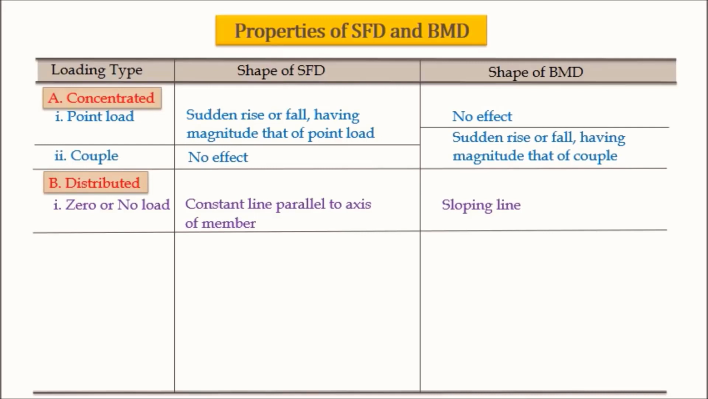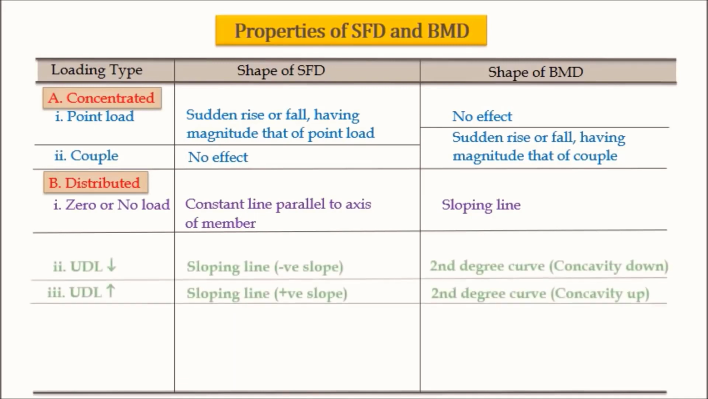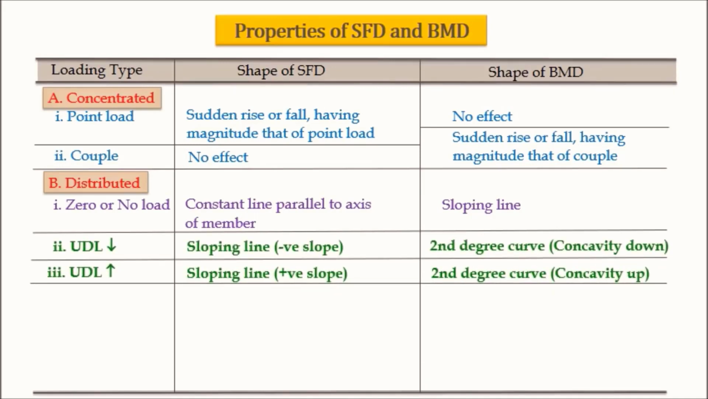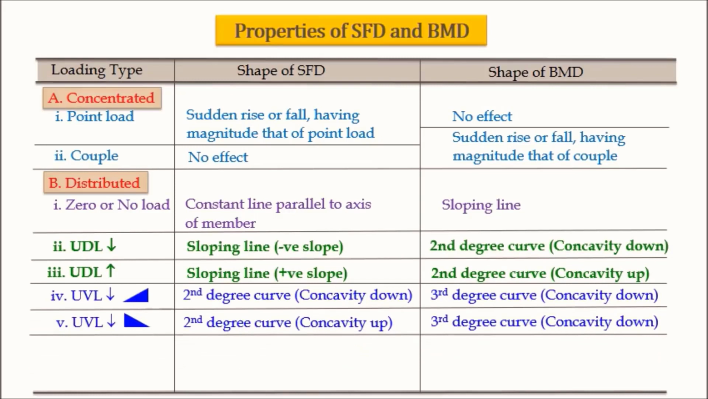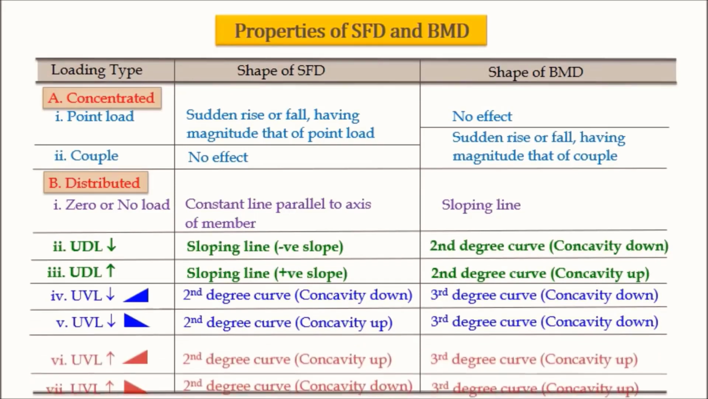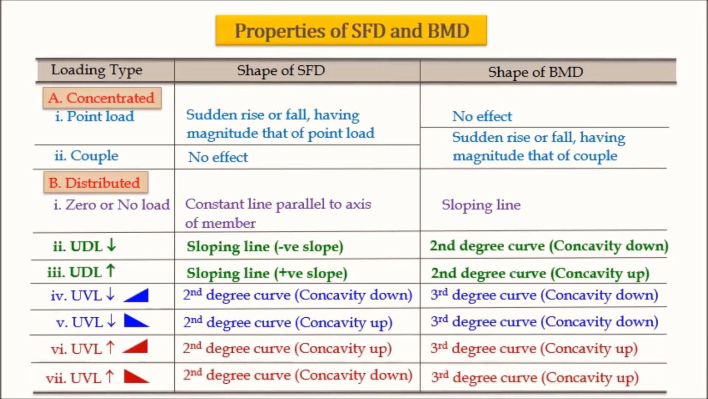In case of distributed load, when there is no load at all on a segment of a beam, then SFD is a constant line, because, as I said earlier, zero integrated is constant. And for constant, integration gives an inclined line, that is a sloping line, so BMD is a sloping line. Similarly, in case of UDL and UVL, we have discussed everything regarding the shape of SFD and BMD.